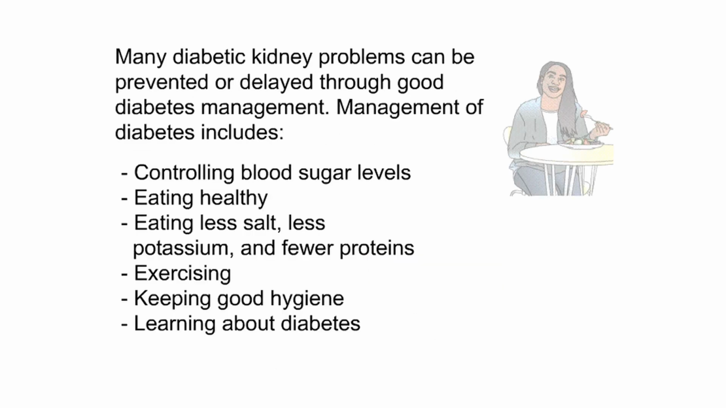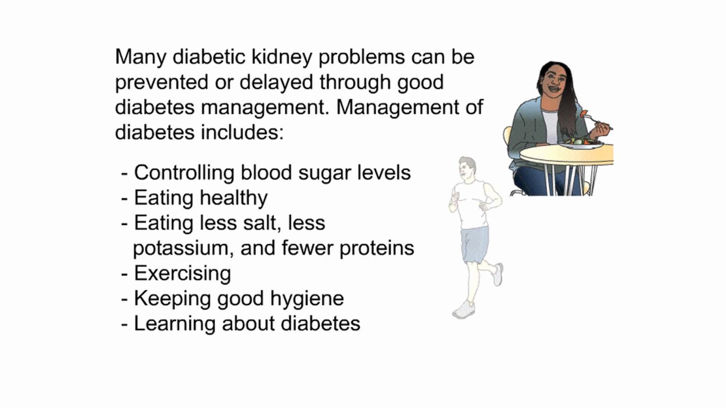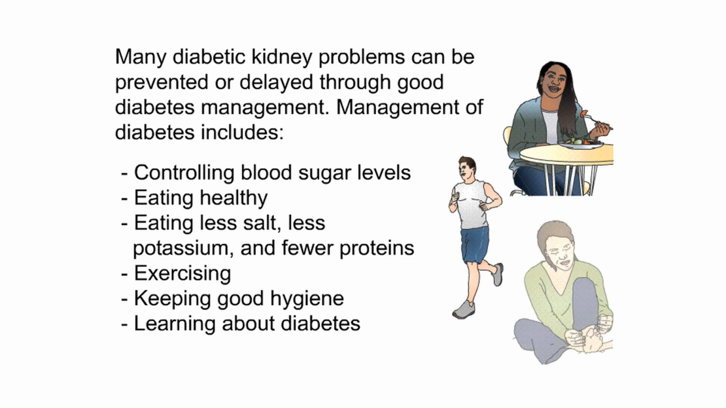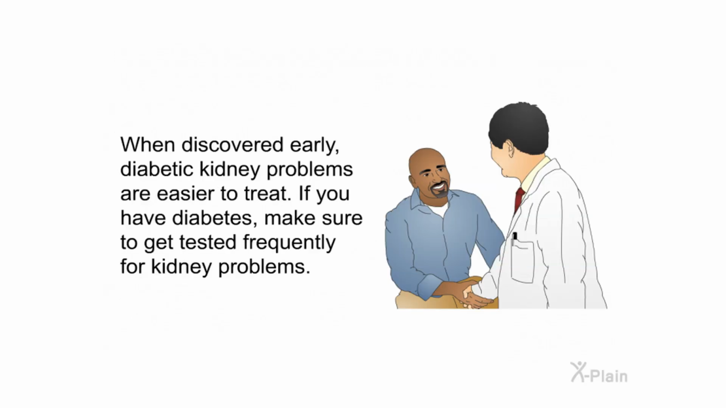Many diabetic kidney problems can be prevented or delayed through good diabetes management. Management of diabetes includes controlling blood sugar levels, eating healthy, eating less salt, less potassium, and fewer proteins, exercising, keeping good hygiene, learning about diabetes. When discovered early, diabetic kidney problems are easier to treat. If you have diabetes, make sure to get tested frequently for kidney problems.